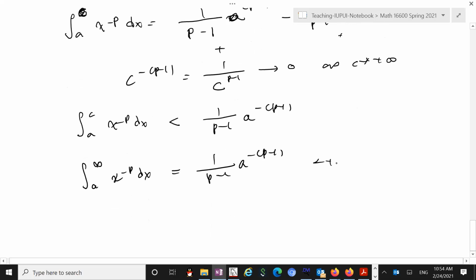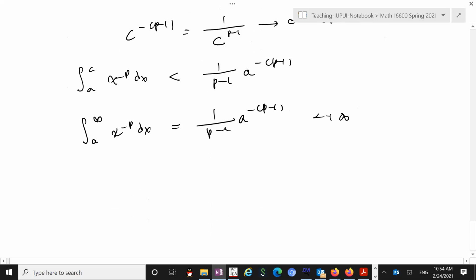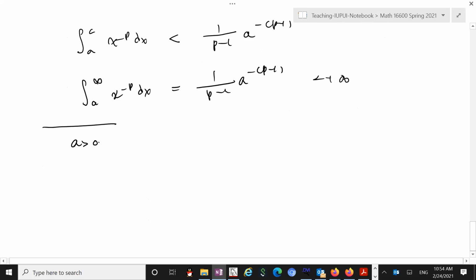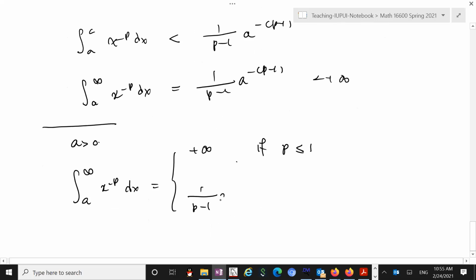Of course, that number is finite. Okay, so now we summarize our result. We assume that a is positive. And then the integral from a to infinity of x to the minus p dx will be positive infinity if p is less than or equal to 1. If p is greater than 1, it's finite.